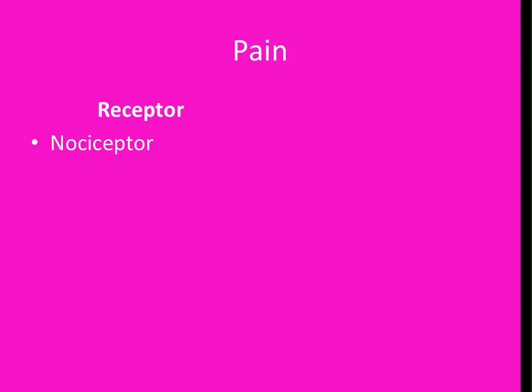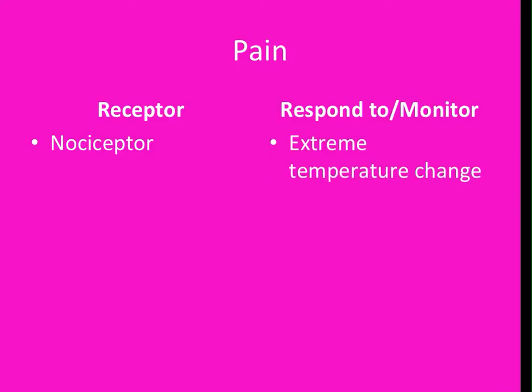Then if you move over another column, you'll notice that it's respond to or monitor. So what do these nociceptors respond to, or what kind of things do they monitor? They respond to extreme temperature change. So it's a warm day out, you reach and get a soda out of an ice and water-filled cooler. You actually feel pain by plunging your hand. You know those needles? Yeah, that's pain. So you'll actually feel that pain because those nociceptors get triggered with that extreme temperature change.